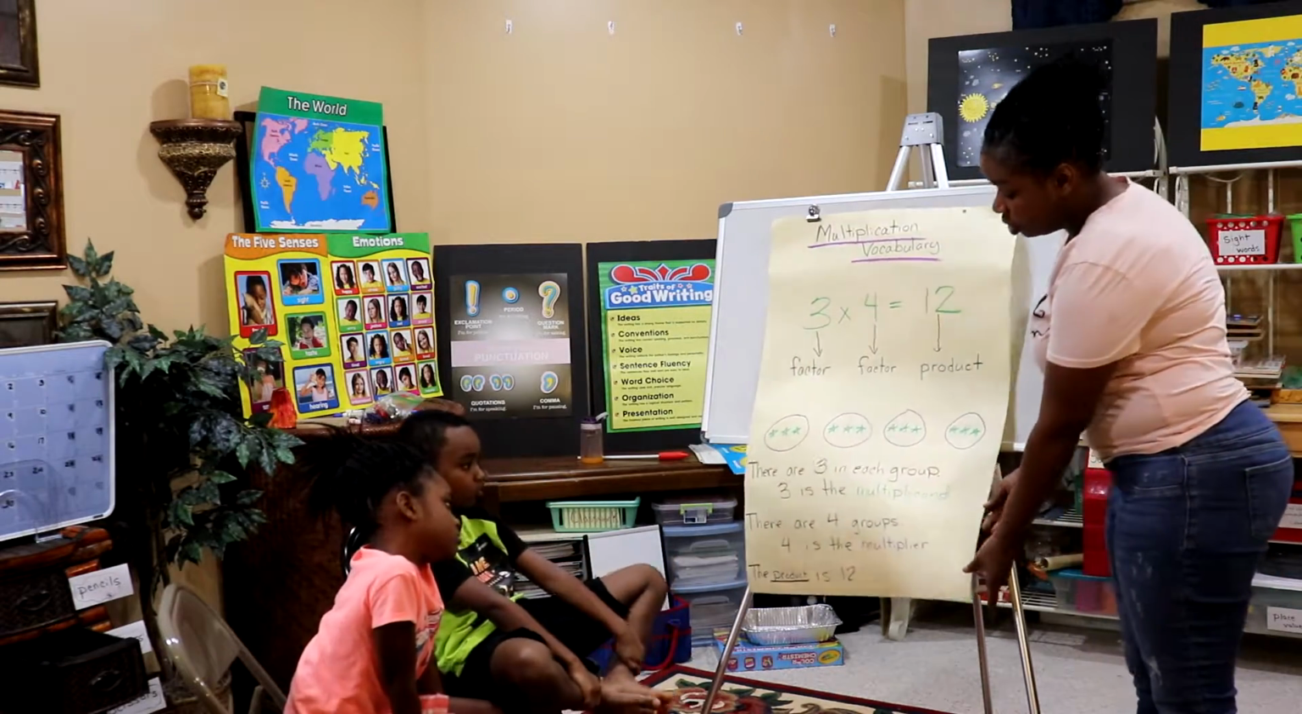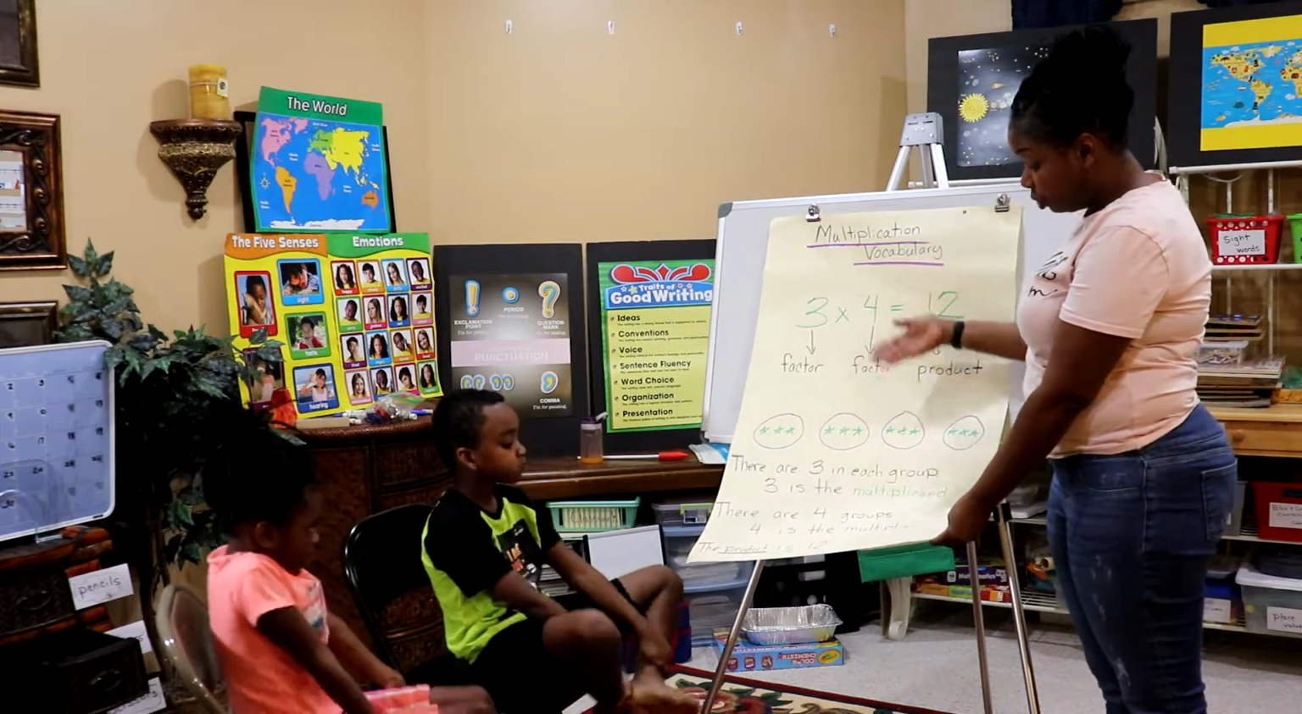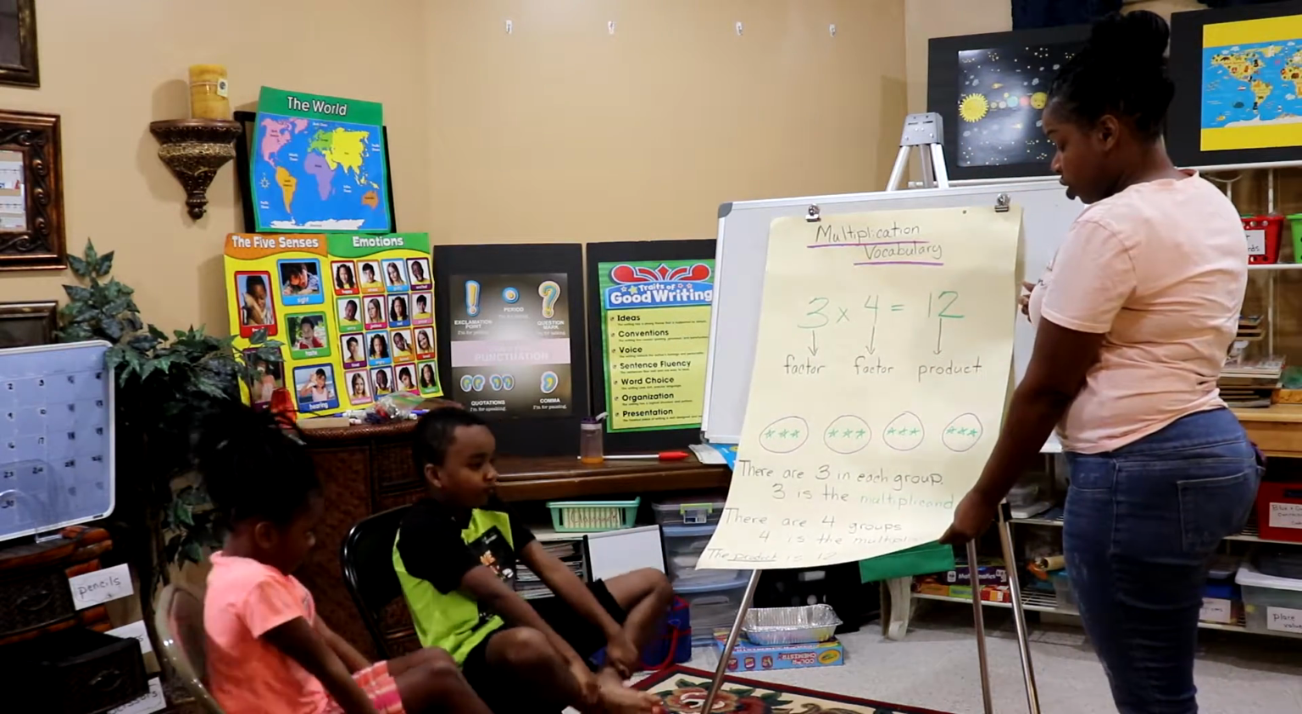Okay, so now we're going to move down to the bottom. At the bottom, we have groups with items inside of the groups. How many groups do we have? We have 4. 4 groups.